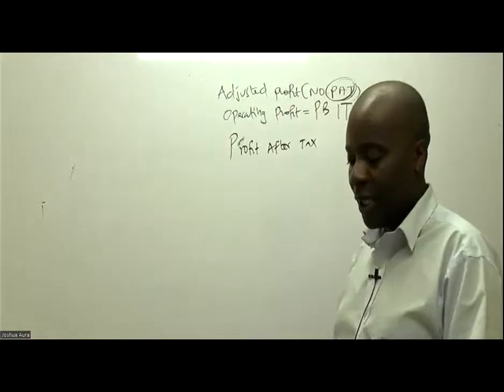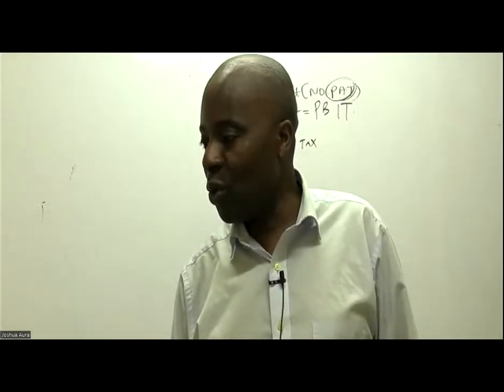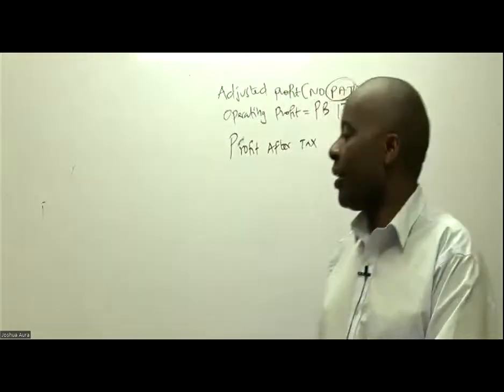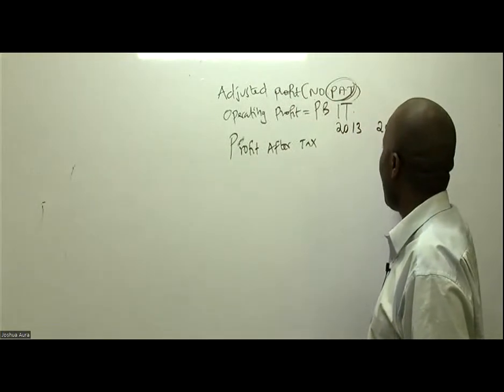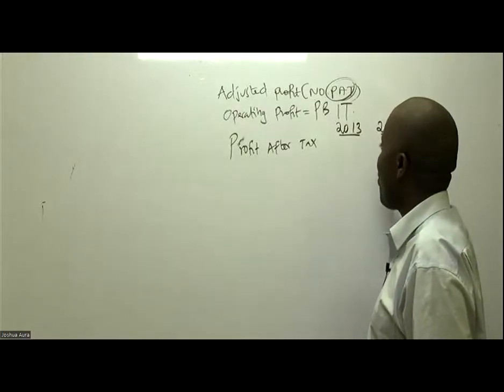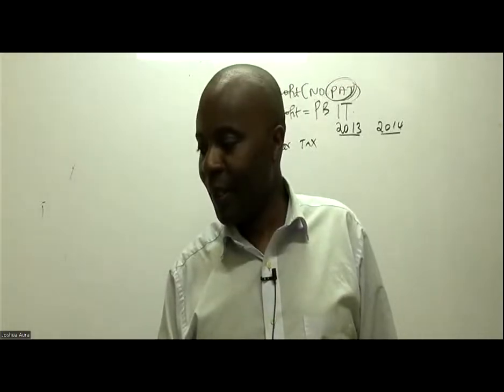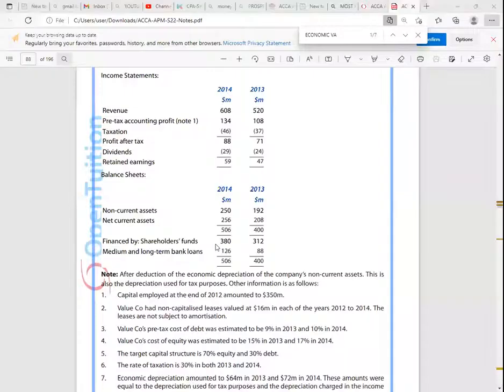Remember, we have got 2 years. Which years are these? We have 2013 and 2014. Write them in this way that you're used to. So 2013, 2014. Are you able to see the profit after tax in 2013?